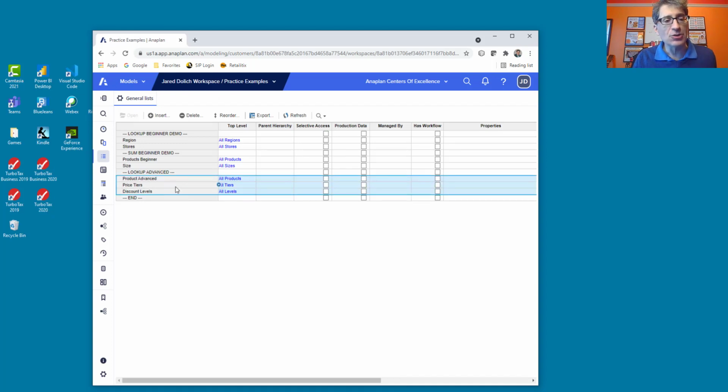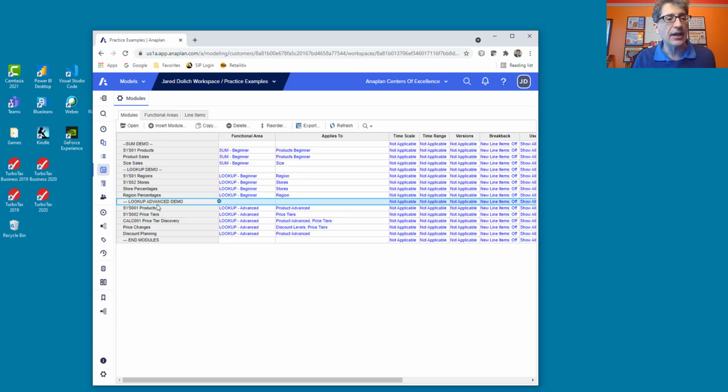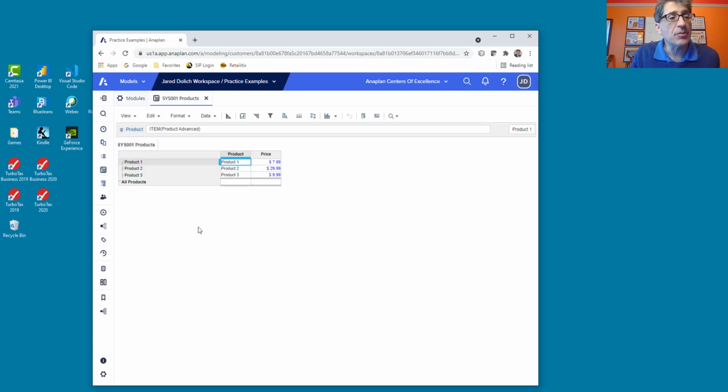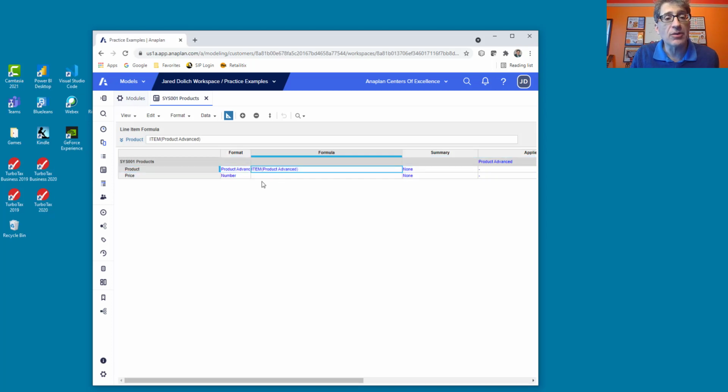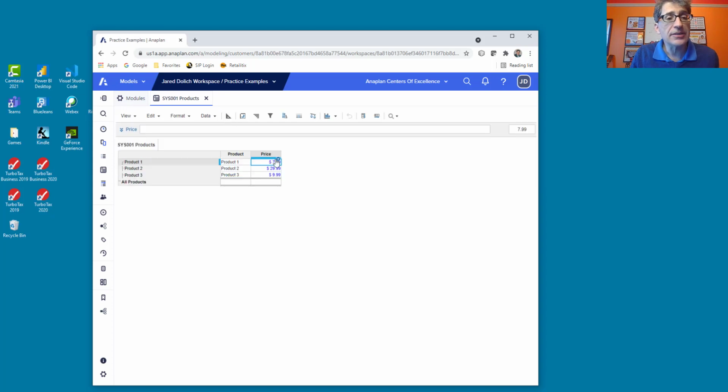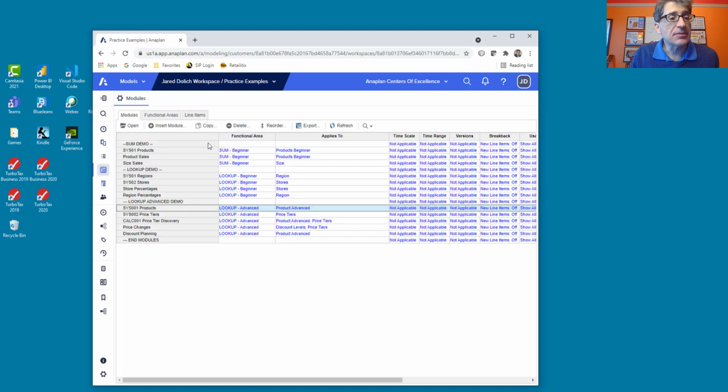And as usual, once we build our lists, we need to build our system modules. So today we're just gonna build two system modules. And the third one's actually an input module that we're gonna create. But for products, let's take a look at that. For products, we have the product list item and the price. Pretty straightforward. Here's the blueprint. You can see the formula is very straightforward, and the numbers entered for the price. And that's the system module for product.